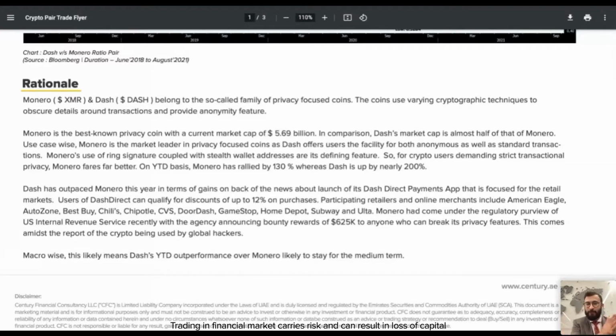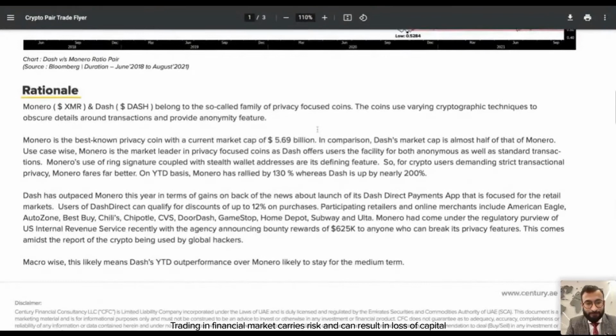Now, Monero, from the beginning of the year till now, has gone up by 130%. Dash is way higher than Monero, around 200%. Dash has outperformed Monero in terms of gains for several reasons. Their direct payment app is coming, which is focused on the retail market, talking about US companies like AutoZone, Chipotle, DoorDash, GameStop, Home Depot, and others, Subway even. Monero had come under regulatory purview, and that's why Monero prices are down. So the reason we get into this trade is that we expect Monero to level up with Dash, right? Both of them, the ratio of their prices.